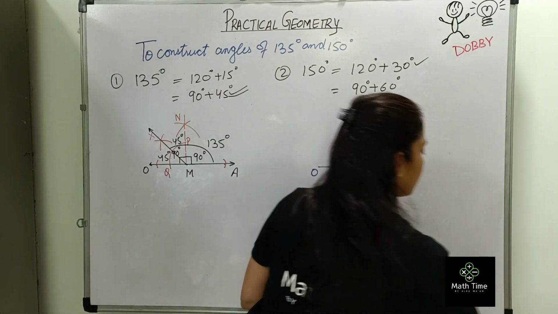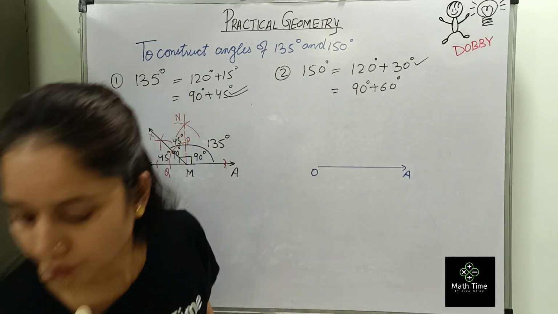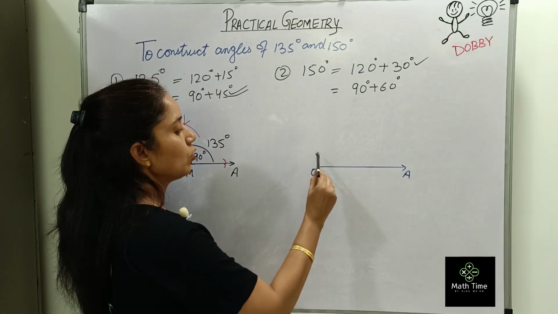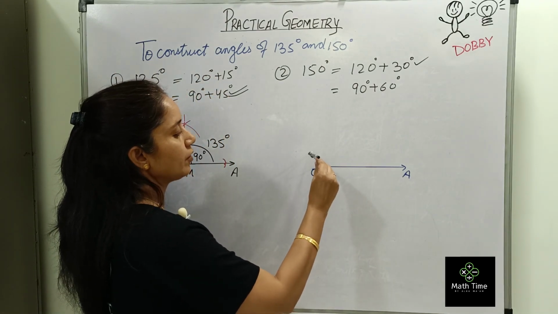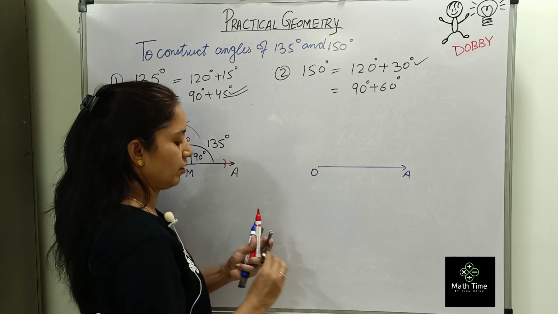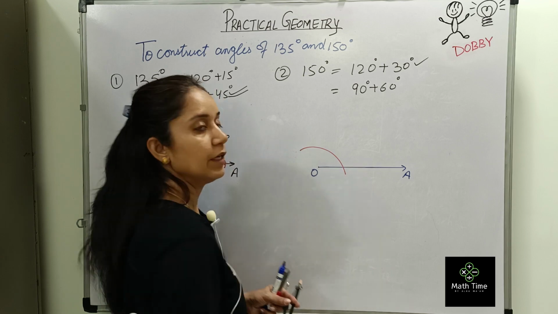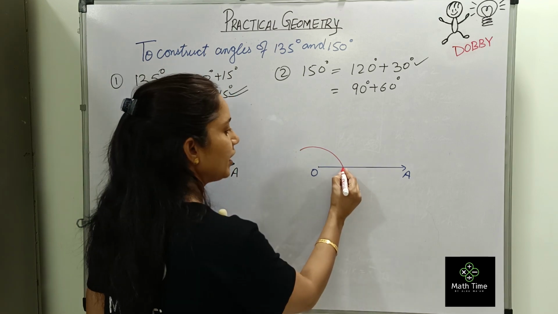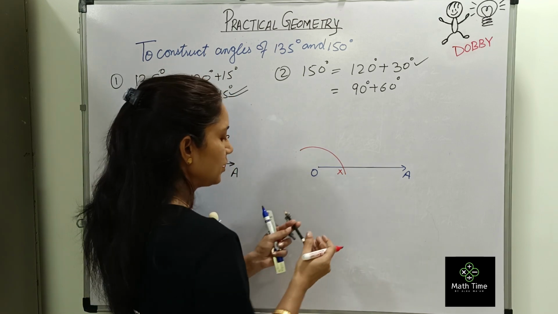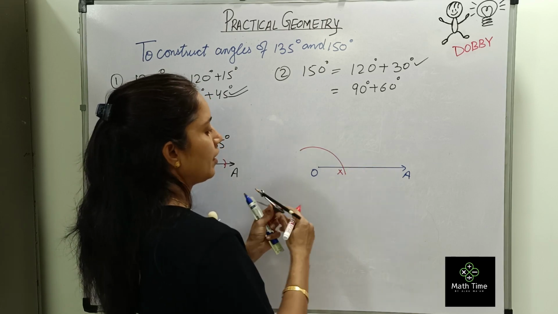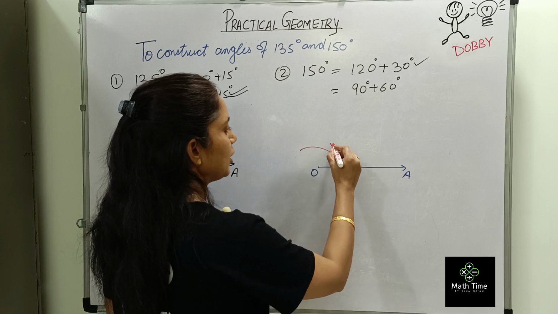Take your rounder, suitable radius. With O as center, make an arc which is falling on OA. Keep the same rounder setting. Wherever it is falling, let us name it X. With X as center, make first arc on the red arc. Here, let us name it Y.